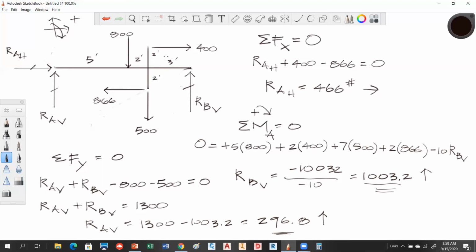5,800. These are pretty cut and dried, aren't they? The 800 and the 500. You clearly see that this is 5 times that. This is going in a perpendicular direction, right? Those ones I was fine with. It was like the 866 and 400. I was a little confused on those.